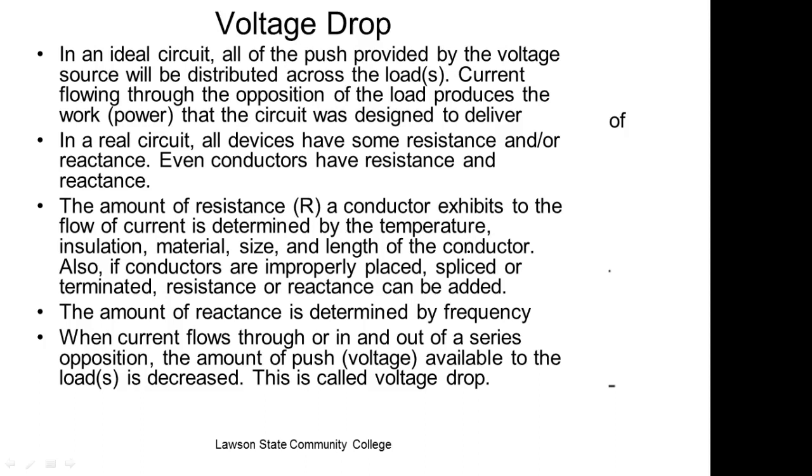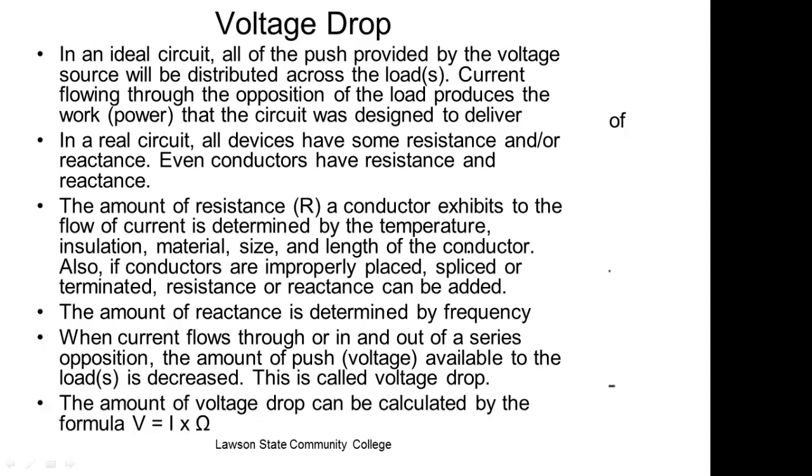Okay, the amount of push available. Anytime we go through an opposition, we're going to lose some of our push for the other circuits down the line. Right? You understand that? And then that in DC. And of course, V is equal to I times R. Are we okay so far?